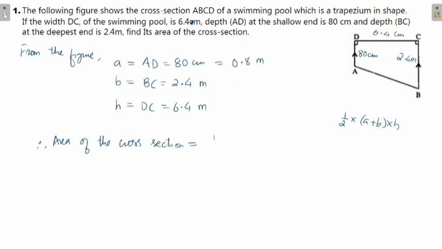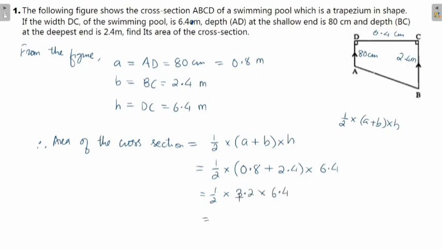Now the area of the cross section will be half into A plus B into H. Let's put the values. Half into A, which is 0.8, plus B, which is 2.4, into H, which is 6.4. So half into 0.8 plus 2.4 becomes 3.2 into 6.4. When you calculate this, it turns out to be 10.24. So your answer is going to be 10.24 meter square. This will be the area of this cross section, right?